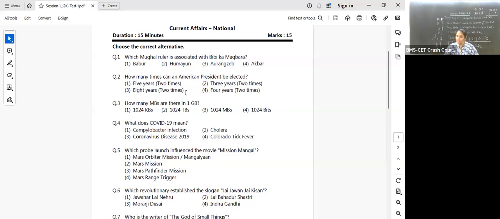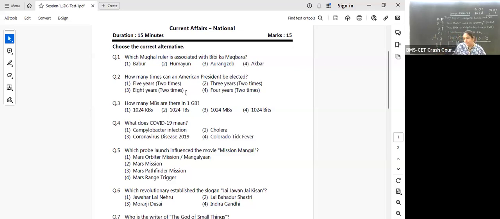Next, how many MBs are there in 1 GB? This you must be knowing. You use mobile phones. Moreover, you have those data packs, no? 2 GB data packs, 3 GB data packs. You must have already Googled 1024. MBs. Yes, 1024. What is the smallest? What comes first? KB, that is kilobytes. Then MB. Then GB. And then TB. Okay. Next. So please mark the answer as 1024 MB.